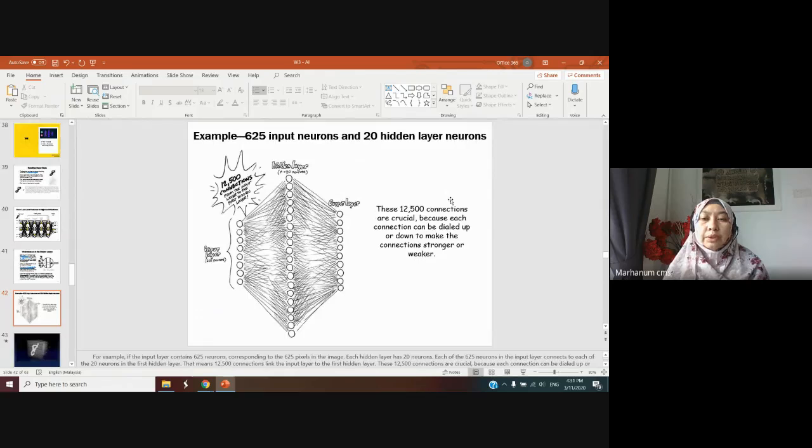625 input neurons and 20 hidden layer neurons. They are connected to each other. These 12,500 connections are crucial because each connection can be dialed up or down to make the connection stronger or weaker. They will check all the information, the inputs here. So a lot of neural networks are actually connected to each other.